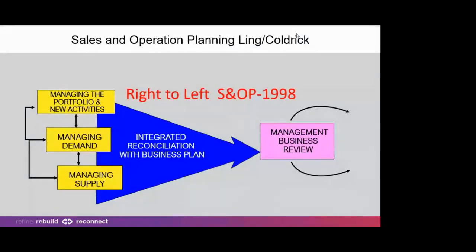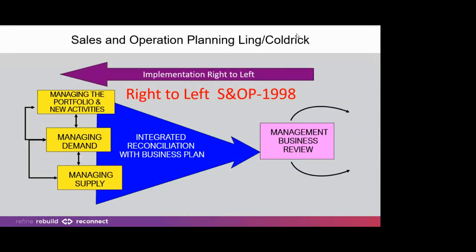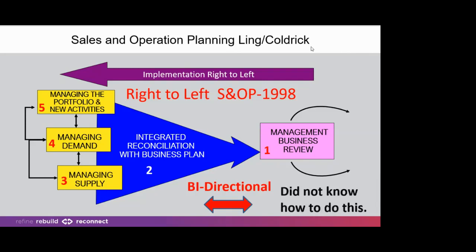So he said, really, it's right to left. It doesn't start with detail on the left-hand side. It starts with management taking the lead and driving the process. So we thought that was pretty important, and that's how we started implementing it. The first thing we did was get senior management to endorse the process, kick off the process, and even have the first sales and operations planning meeting without all the necessary information, but setting the expectations for the future. We said, this really ought to be a bi-directional process. Unfortunately, we did not know how to do this.